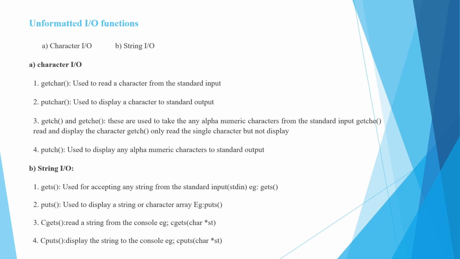The second type is string input output. Some of the string input output functions are: gets is a function used for accepting any string from the keyboard. puts is used to display a string or character array. cgets reads a string from the console, the input device. The fourth function, cputs, displays the string to the console output screen. So these are all the different functions of unformatted input and output.